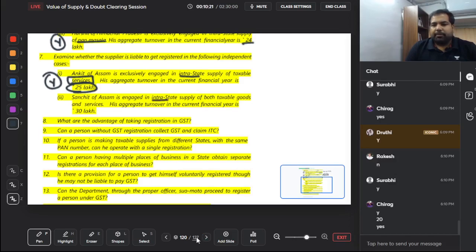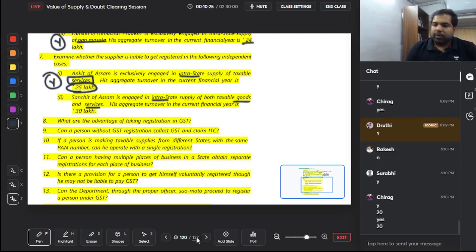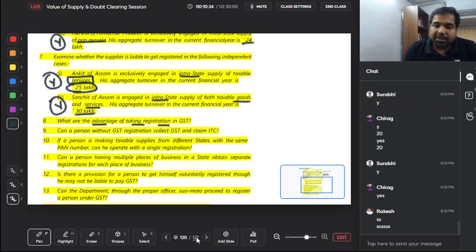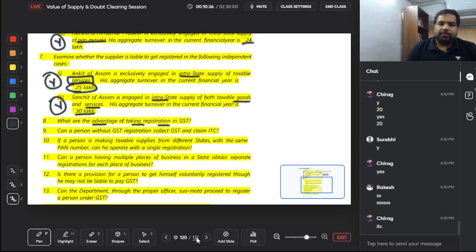Again, intrastate, but goods and services, so 40 will not apply. He is not in a special category state, so 10 will not apply. So 20 is the limit. He's at 30. Will he have to register? Yes. What are the advantages of taking registration? You can charge GST to your customers and you can take ITC.